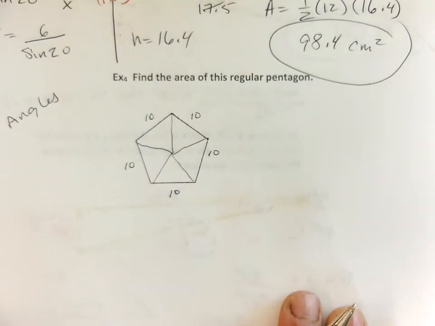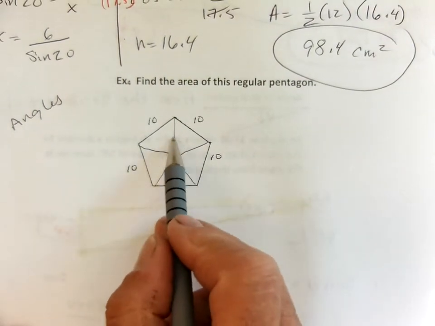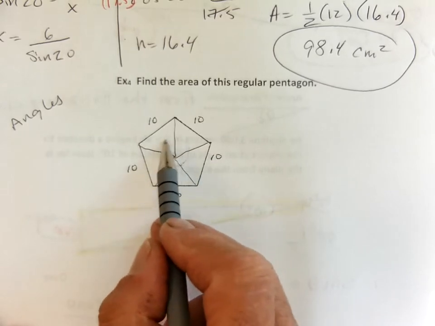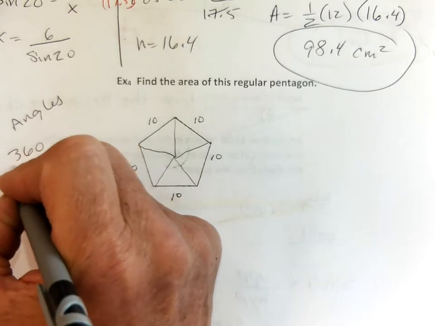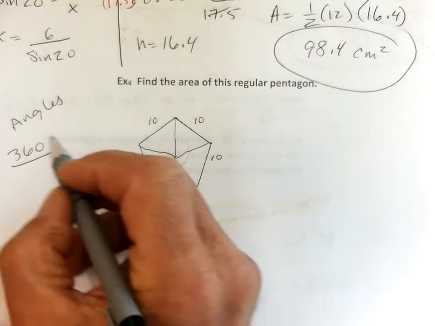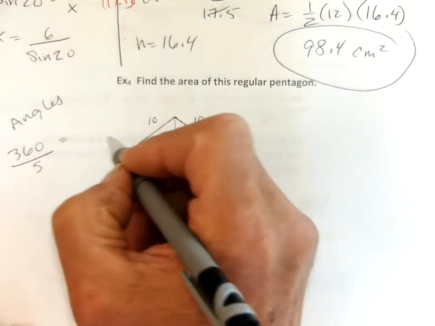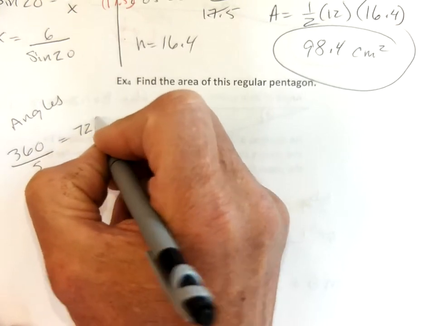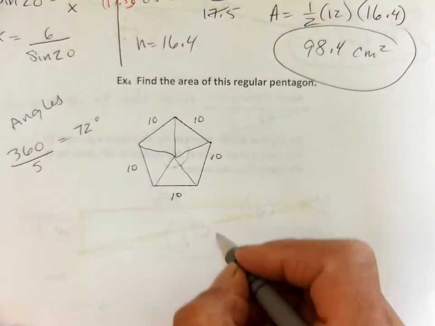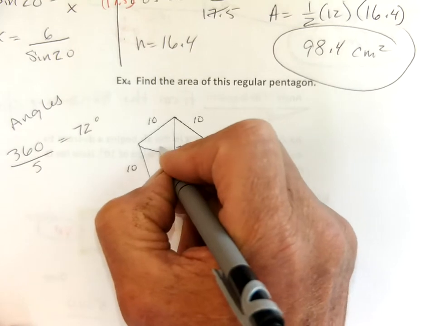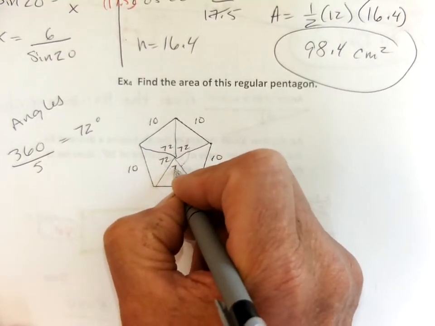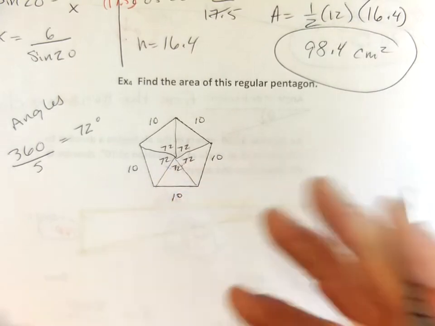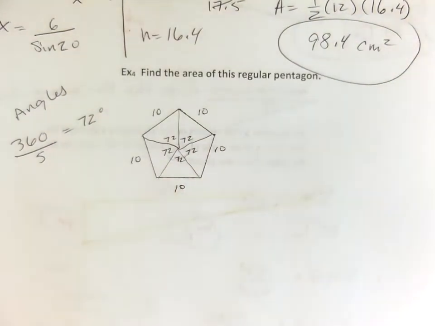Well, how many degrees are in a circle? Good. So if I take 360 degrees and divide it by the 5, I'll get 72 degrees. You guys okay with that? So 72, 72, 72, 72 degrees, 72, okay? I mean, that makes sense. Everybody agree? Okay with that?